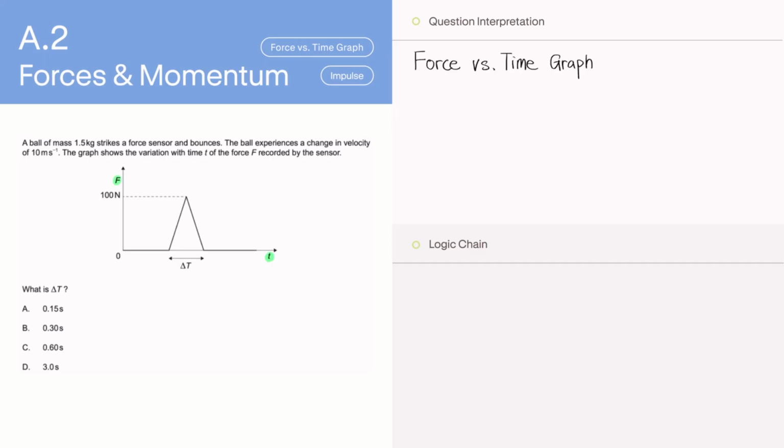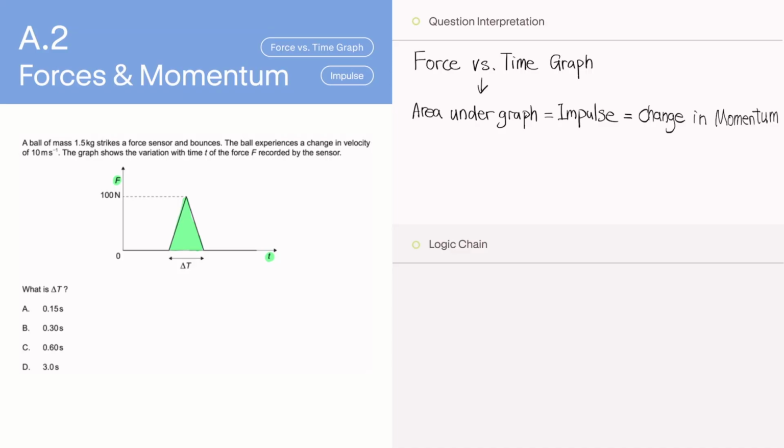Whenever you see this kind of graph, it's testing impulse without fail. Notice how the graph makes an area with the horizontal axis. That area equals the impulse, which also equals the change in momentum of the object.